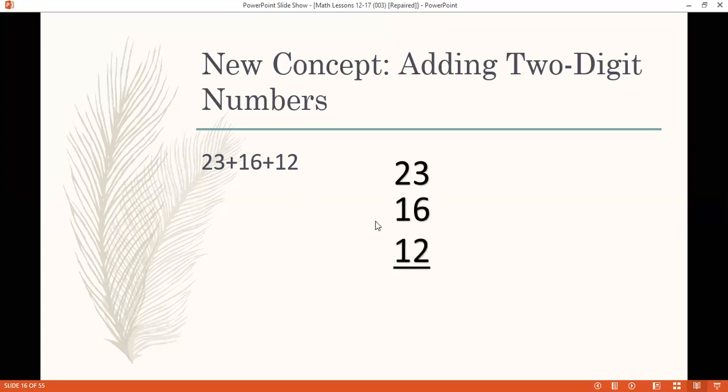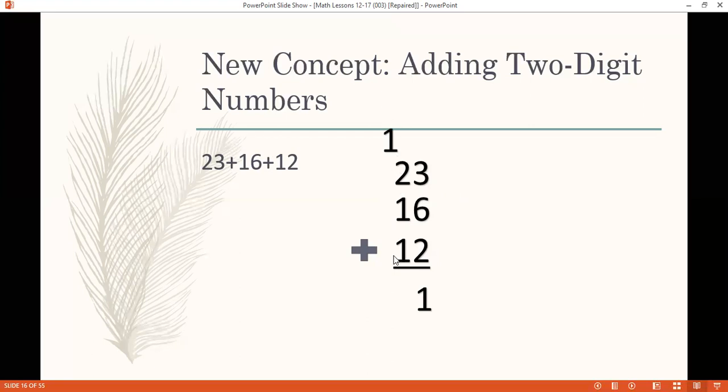Now in our ones place, which three numbers are in our ones place? Think about it. Yes, 3, 6, and 2. These are our ones place. What is 3 plus 6 plus 2? 3 plus 6 plus 2 equals 11. We're going to put that 1 in our ones place, and we're going to move that other 1 to the top of our tens place.